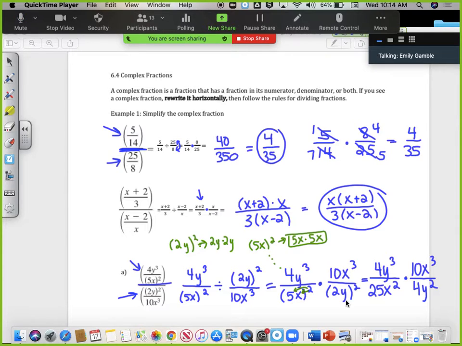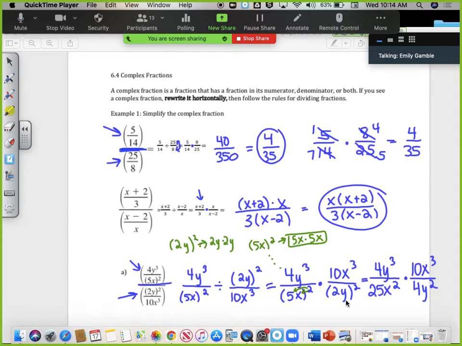Now you can either multiply straight across, meaning you can multiply 4y to the third power times 10x to the third power, get that new answer, which is 40y to the third power times x to the third power, and then you can multiply 25 times 4 and x squared times y squared. It's up to you, or you can cross cancel. I think that cross canceling and looking at numerators and denominators does simplify the process a little bit. So that's what I'm going to do.